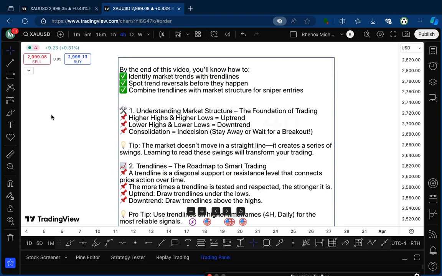Now, one of the biggest mistakes traders make is forcing trades in the wrong market structure. If you don't understand trend lines and market structure, you are simply guessing your trades. You don't know exactly what, where, or when to place a trade. So today, I'll show you how to use trend lines to identify high probability trade setups and avoid unnecessary losses.